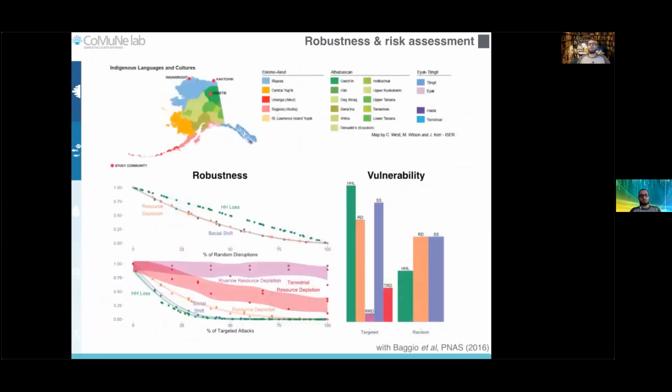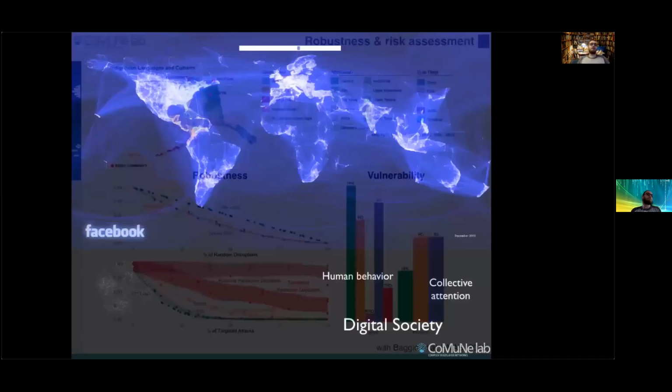Then we have tried to quantify the impact of different types of resource depletion, with respect to terrestrial, sea, or riverine resource depletion. But the interesting thing here is that when we quantify the robustness of the system to this depletion, the system is actually more robust to this type of perturbation than to social shift. In practice, the loss of specific key householders was more relevant than the loss of specific layers in this system. So this was a very interesting assessment of the risk for those villages.